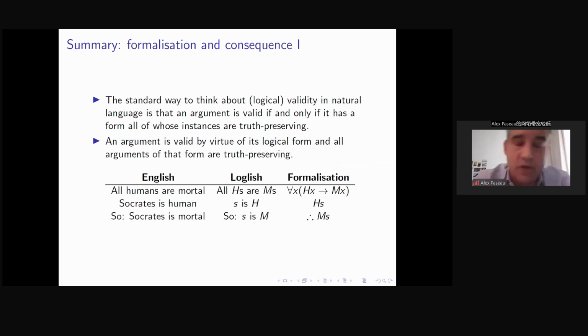So to go back to the Socrates argument: all humans are mortal, Socrates is human, so Socrates is mortal. That's the English argument. We can have an intermediate column where we give the form. We go halfway to the formalization in the logic: all H's are M's, S is H, therefore S is M, and then the full formalization in first order logic. And if we have a model theoretic account, then we see that the conclusion of the formal argument does follow from the premises of the formal argument, and that vindicates the validity of the English argument.